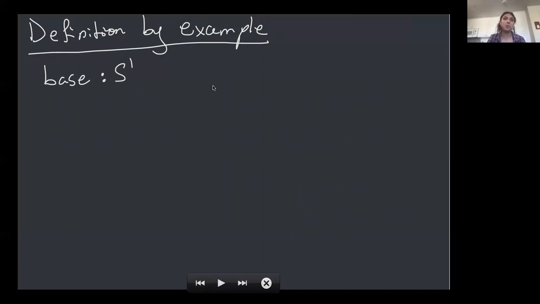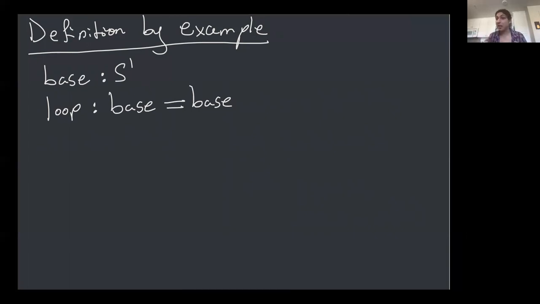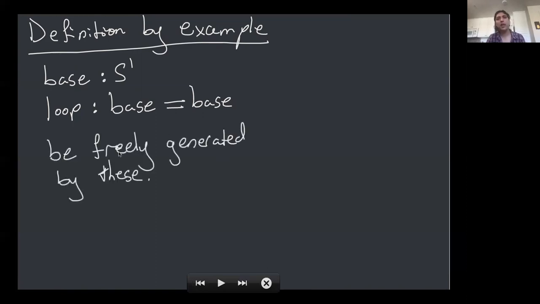Let's define the type S1. There's going to be a base point, so there's a point in the circle. There's also going to be a loop from base to base. Now not only am I allowing generators inside my set, like before where zero has type natural, along with some set-level functions that my thing had to respect, but I'm also allowing myself to add generators at higher homotopy levels. So I add a generator called loop, which inhabits base equals base. And I define S1 to be freely generated by these.